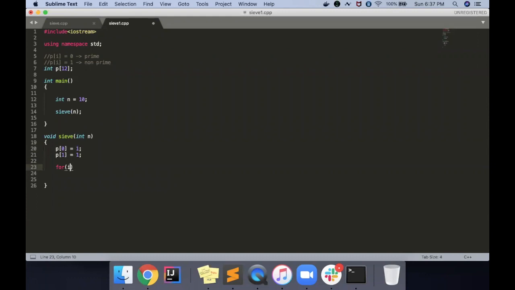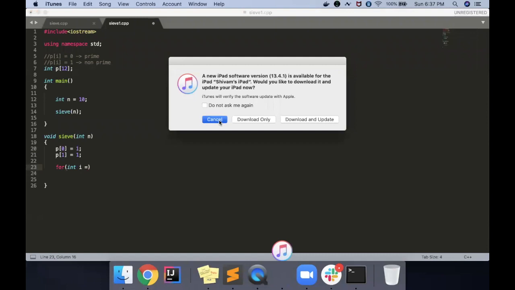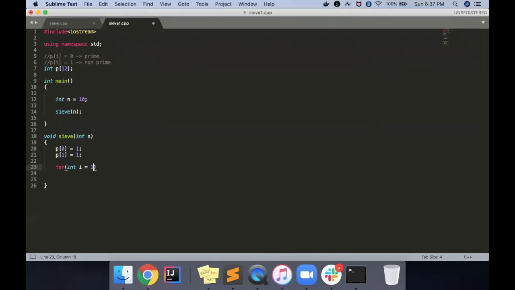Now we have to iterate. Like we did in the notebook, we start with 2 and go till n. We first check whether the number is circled or not. Circled for us means the value of P of I is 0, basically that the number is prime. Then we mark its multiples.